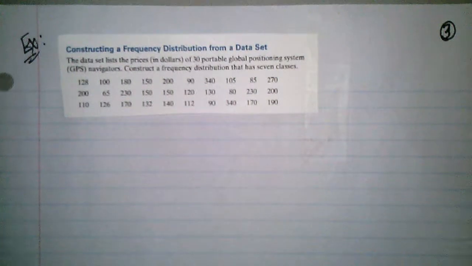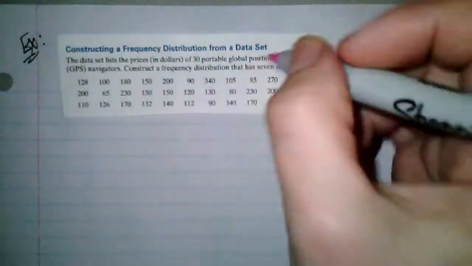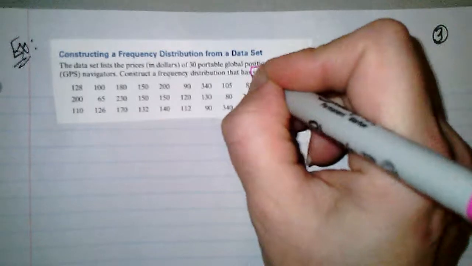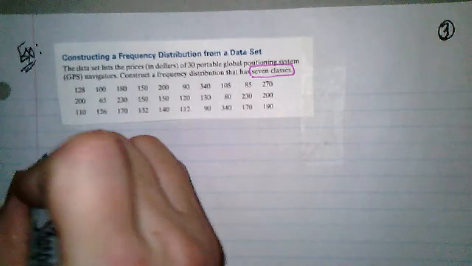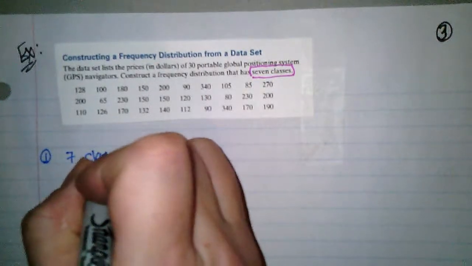So we are supposed to construct a frequency distribution, and we just got the instructions for that a second ago. So keep those handy to refer to. It tells us that this data is the prices in dollars for 30 portable GPS navigators. We are supposed to construct a frequency distribution that has 7 classes. So they've told us how many classes we're going to use. Remember, that was like number one on our list of things to do, was determine how many classes. So for step 1, we are going to use 7 classes.